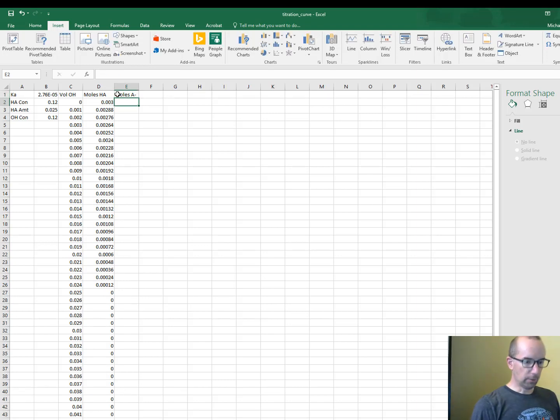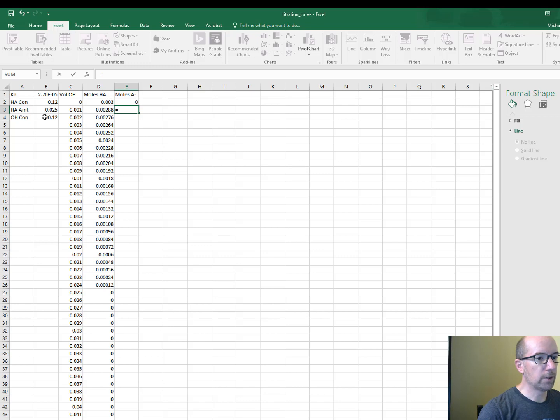Okay, so at the beginning, that's 0. And now it's going to be equal to, basically, I make 1 mole of this for every bit that I start with, so that's going to be equal to my OH concentration times the amount that I added. Okay, so 0.00012. And again, I want to keep this number constant, so B4 gets dollar signs in front of the B and the 4. What that does is that every time I pull this down, it's going to use B4 instead of going on to B5, B6, and so on.